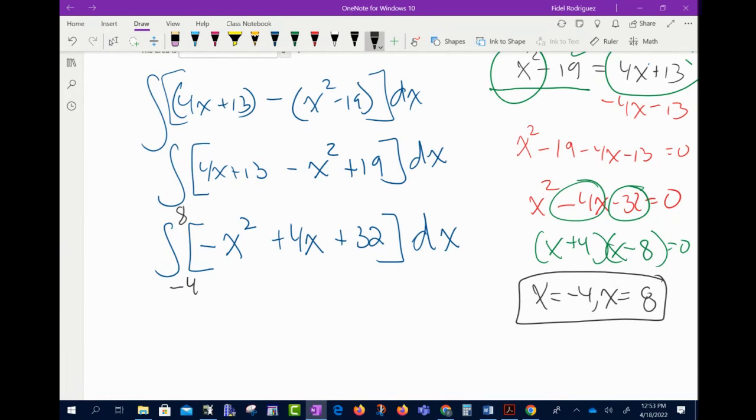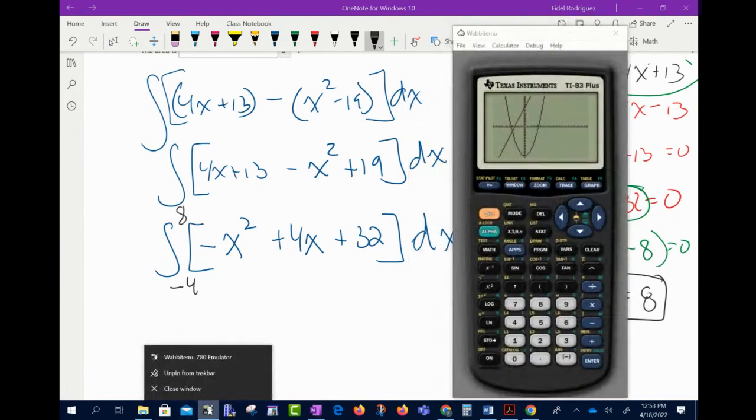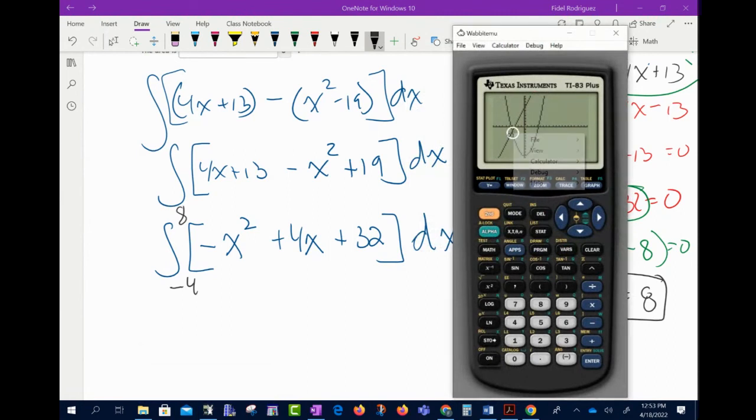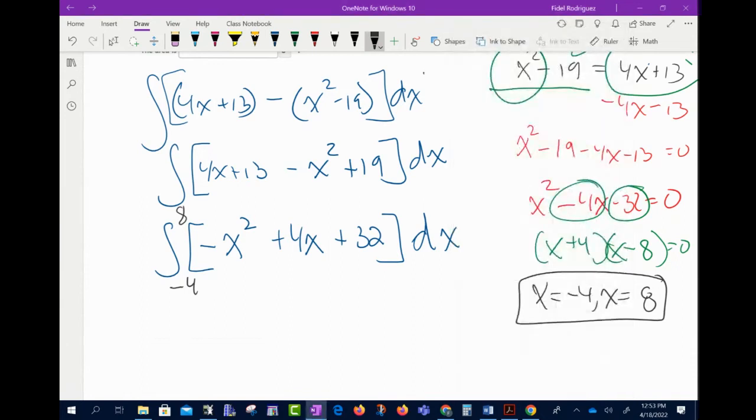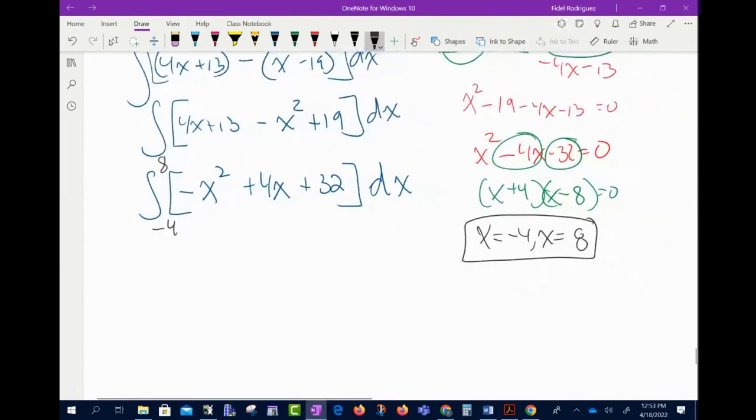Just to give you a heads up so that you realize what that means, remember when we looked at our graph? Can you all see my pen as I move it along this thing? Right there where they intersect, that's negative 4. The other point where they intersect, even though I don't see it over here, is at positive 8. That's where they're intersecting. Okay, so now let's start finding antiderivatives.